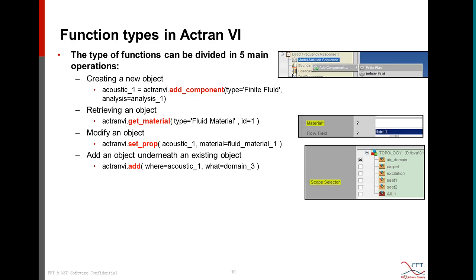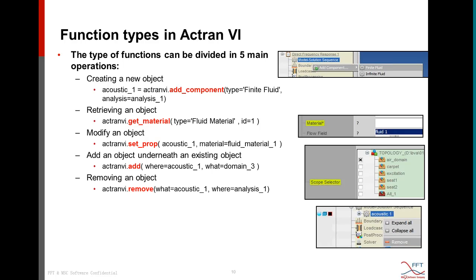Then another utility is to add an object underneath another object, or in other words, associate two objects. Typically, to associate a physical domain to a boundary condition or to a loading condition. For example, if we want to apply an acoustic diffuse sound field excitation on a given structure surface, then we will need this association function. And of course, any object can be removed through this remove function.